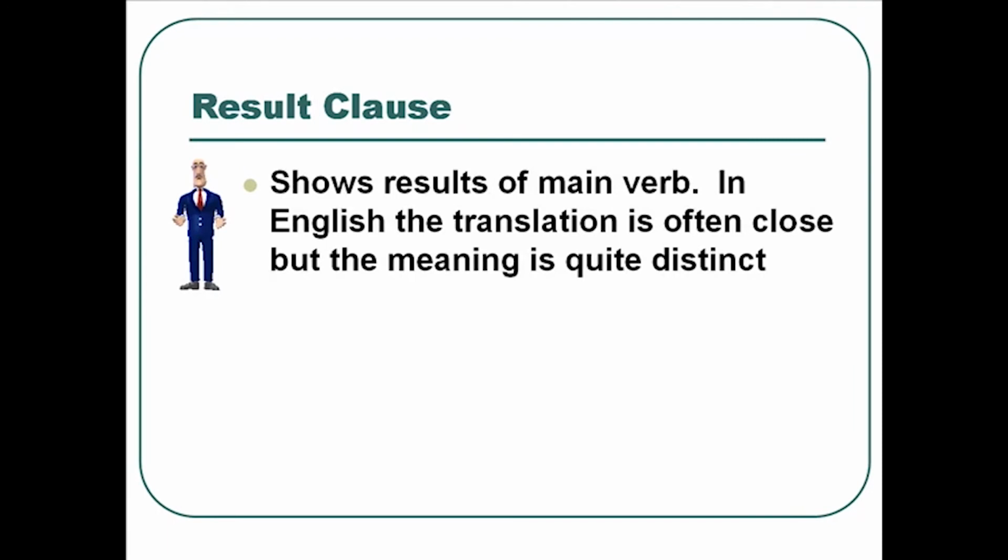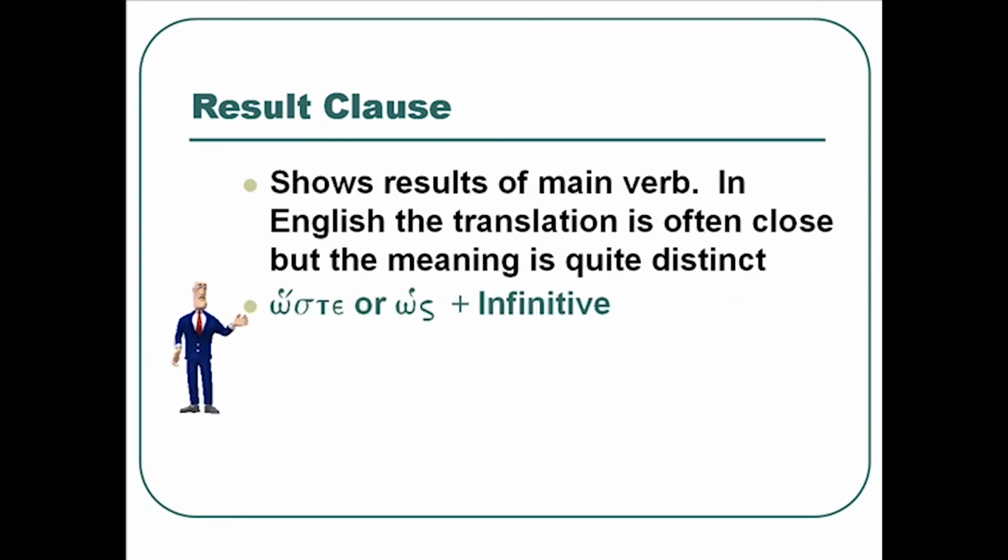Now, result clauses show the results of the main verb. In English, the translation is often close to the meaning of the purpose clause, and sometimes, to be honest, I've had difficulty separating between a purpose clause and a result clause. But the meanings are quite distinct in terms of how you actually think about it, but seeing how they're triggered can sometimes be confusing. A couple of trigger words are hoste or hos plus the infinitive.